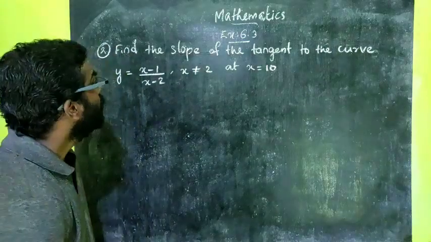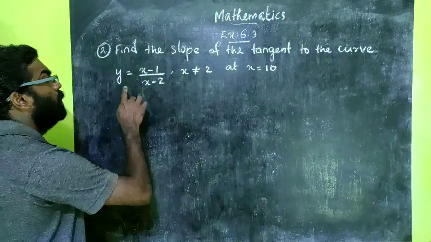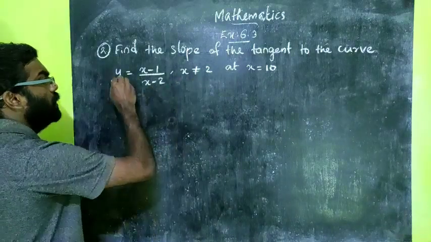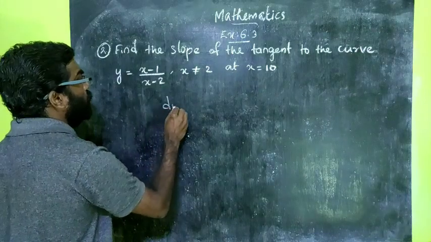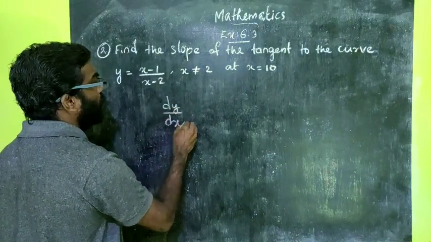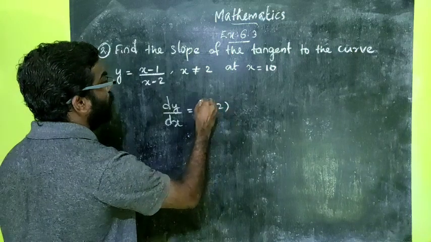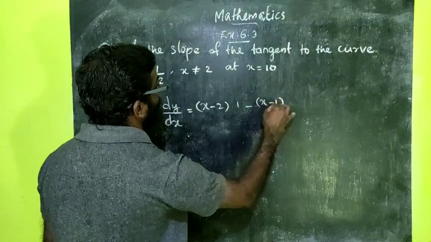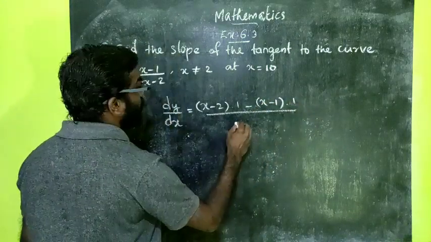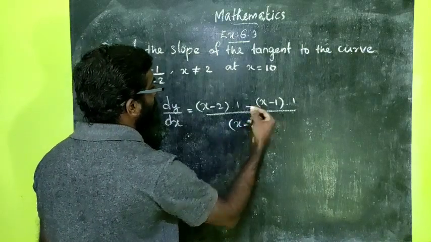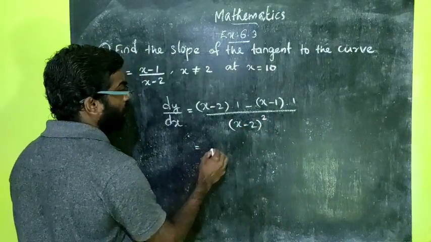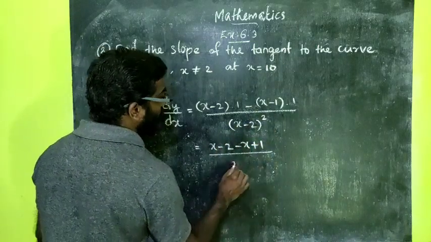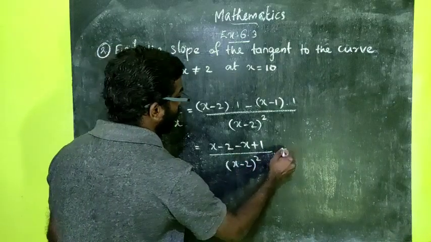Here the second question is, find the slope of the tangent to the curve y equal to x minus 1 divided by x minus 2, where x not equal to 2. Here the function is in quotient form, so we have to apply the quotient rule. dy by dx is equal to denominator, x minus 2, into derivative of numerator, it is 1, then minus numerator, x minus 1, into derivative of denominator, 1, divided by square of the denominator, that is x minus 2 the whole square, which is equal to x minus 2 minus x plus 1 divided by x minus 2 the whole square.